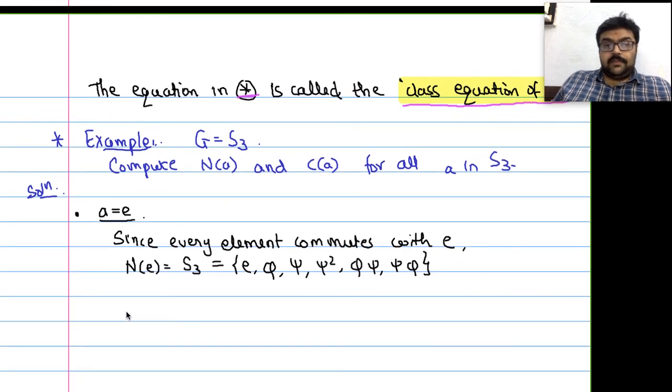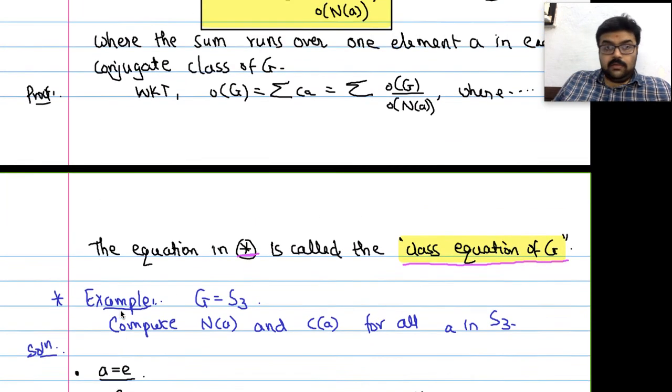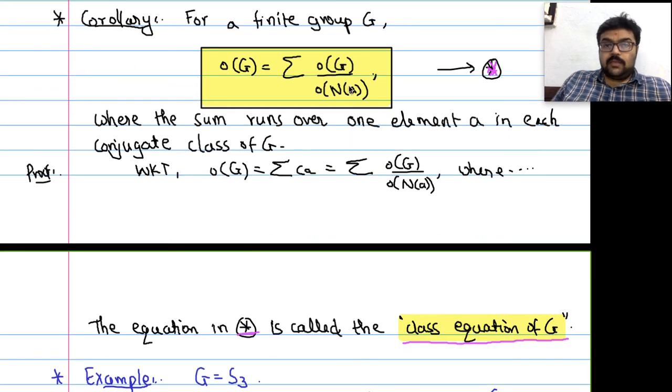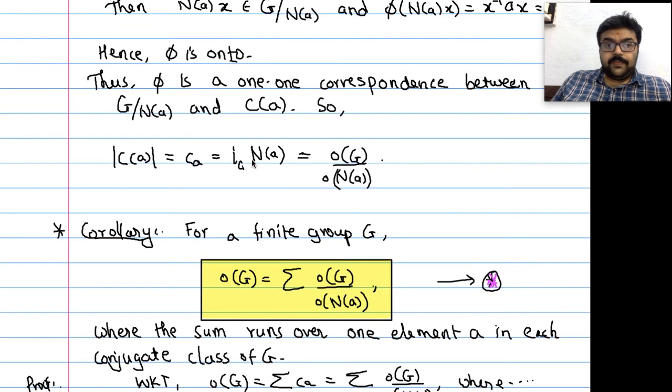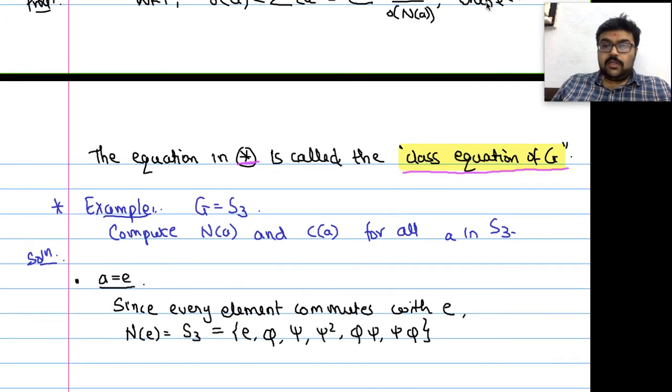What should be Ce? Ce is what? See, if N of e is the entire set, then how many conjugates should we get from this? This is also an important result we should observe: the number of conjugates is order of G upon order of Na. So there also we can verify the number. So Na is the whole group, then order of G upon order of Na is 1. So we should be getting only one conjugate here. So let us check that.